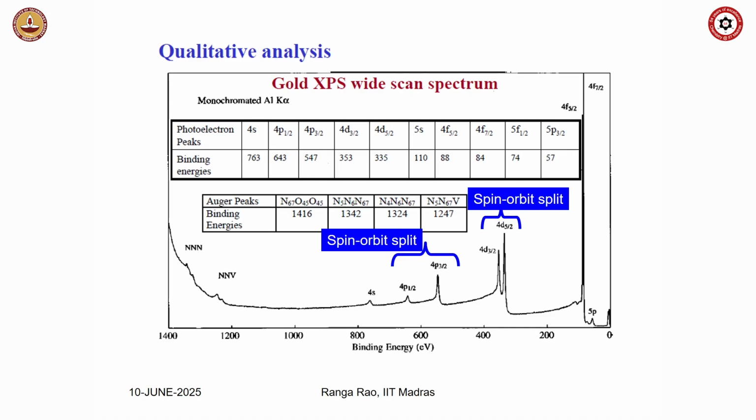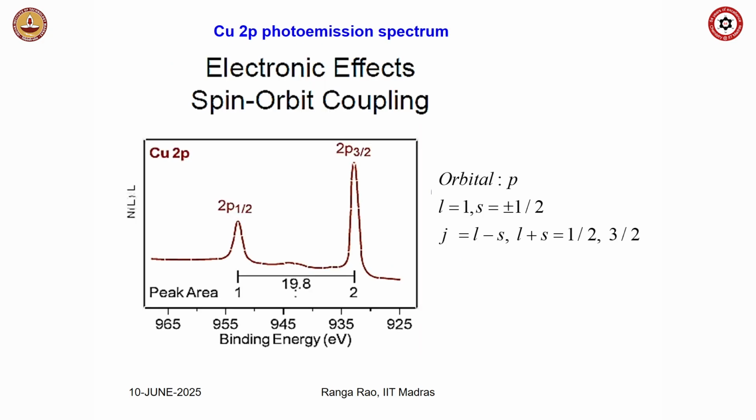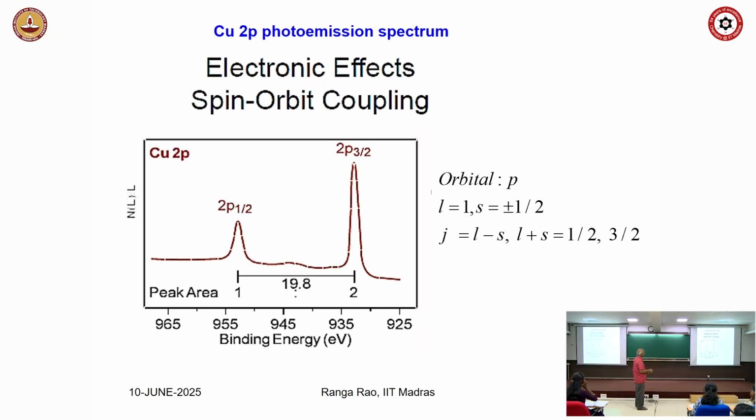So this is the same story. I am just showing you quickly copper 2p photoemission, 2p 3/2 and 2p 1/2. The spin orbit splitting energy is 19.8 electron volts and the peak area ratio is 1:2. For a P orbital, it has to be 1:2.